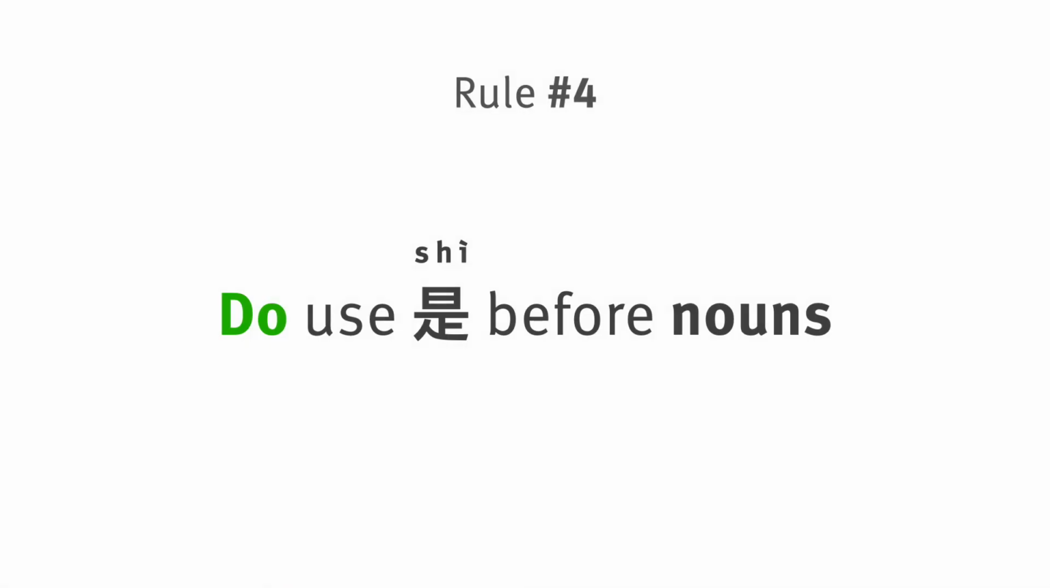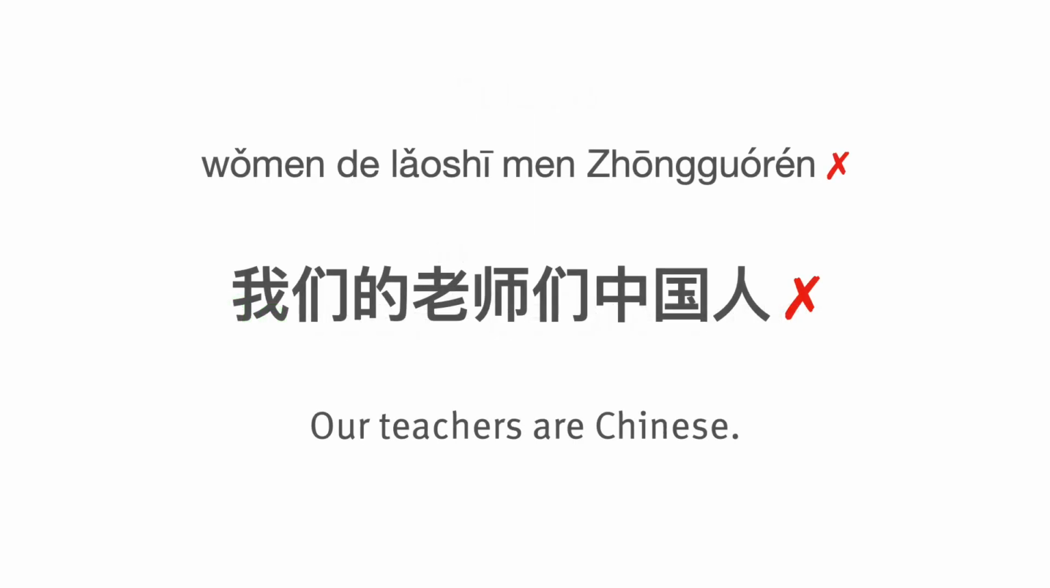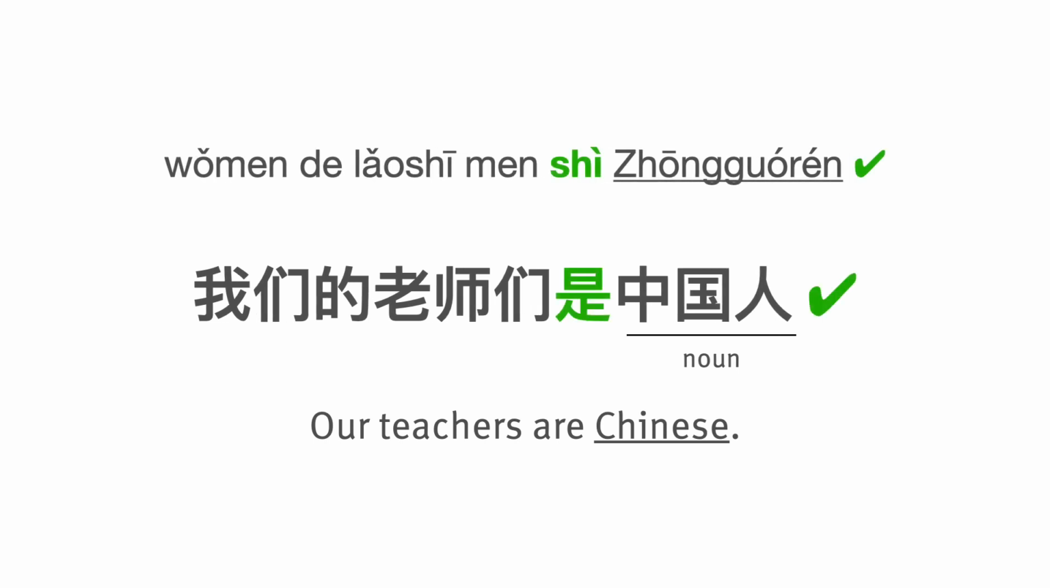And rule number 4. Do use 是 before nouns. For example, consider this mistake sentence. 我们的老师们中国人. Because 中国人, meaning Chinese, like a Chinese person, is a noun, we should add a 是 before it. 我们的老师们是中国人.